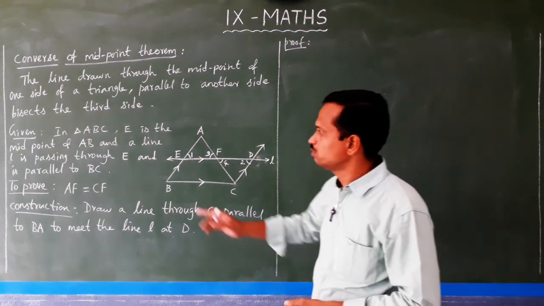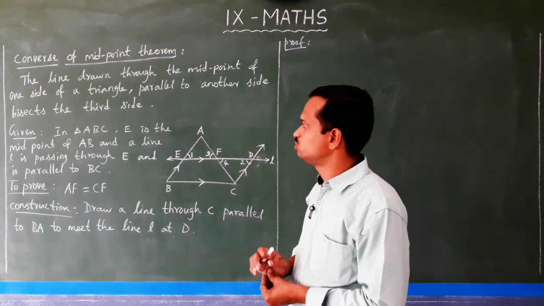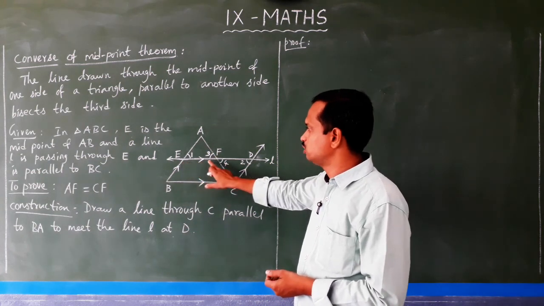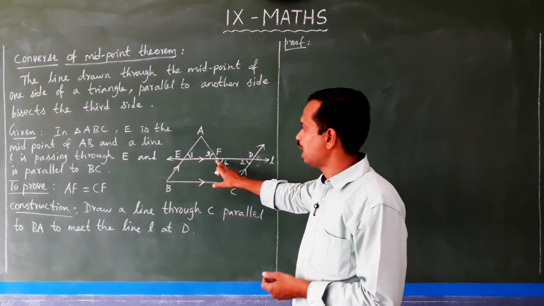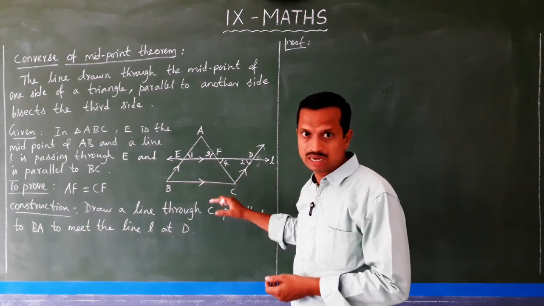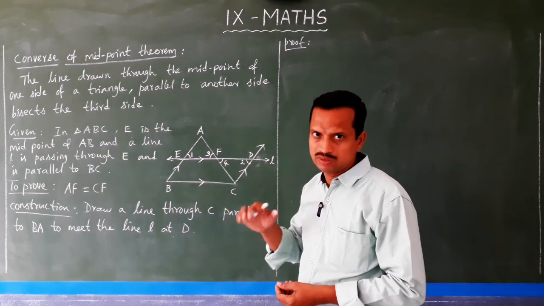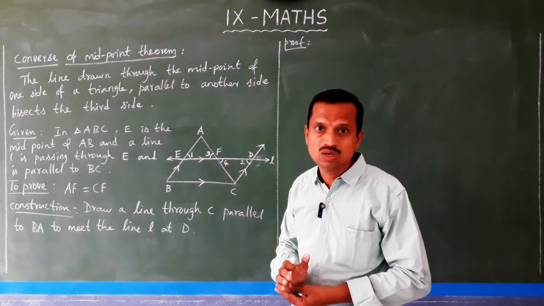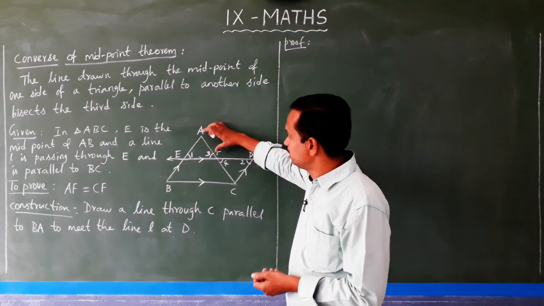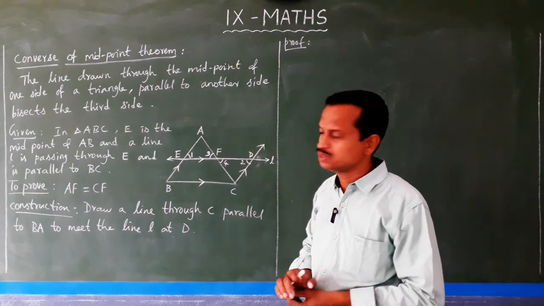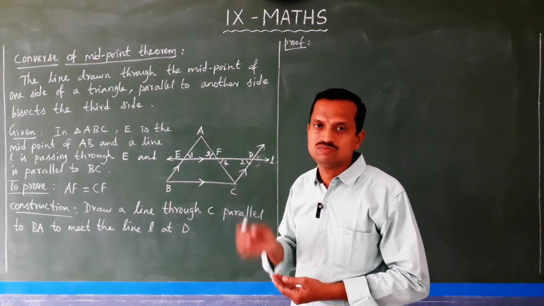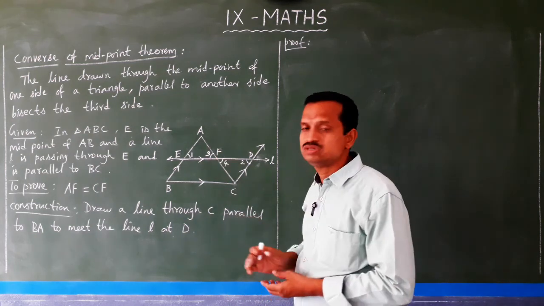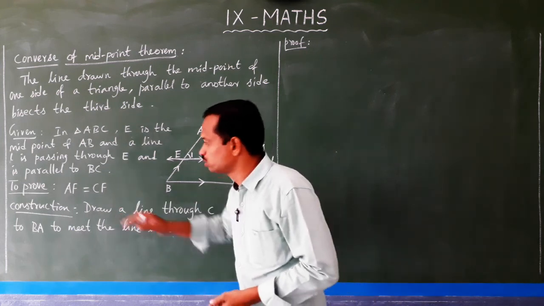Am I right? So given, in triangle ABC, E is the midpoint of AB and a line L is passing through E and is parallel to BC. That is what is given. Then we have to prove that the line L bisects the third side AC, which means AF equal to CF. Clear? AC is the third side. If the line bisects AC, then AF is equal to CF. So that is what we have to prove.